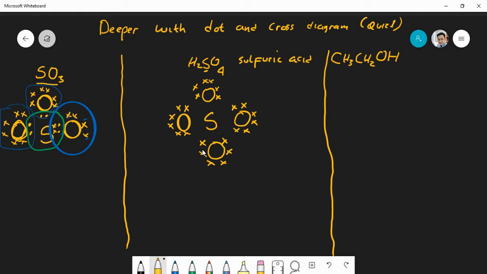surrounding atoms octet. Now, 6 electrons, to become octet, oxygen will need 2 electrons each, because it has 6 electrons and it needs 2 more electrons to become 8, right? So it's not 6, but it's 2 electrons more.